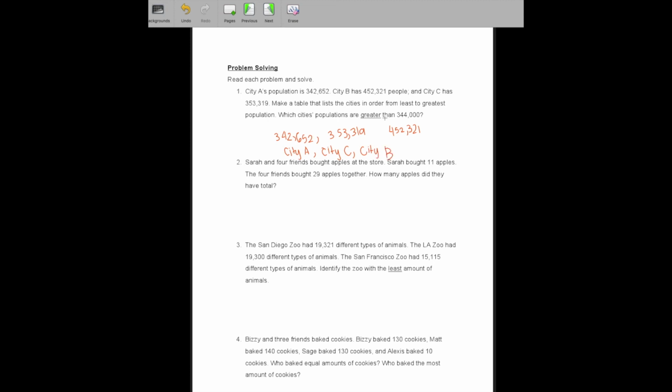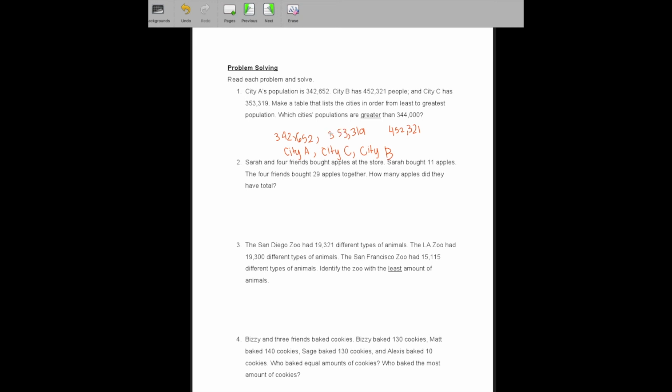Which city's population are greater than 344,000? Let's go one by one. So this is 342,000, and this is 344. So which one's bigger, 344 or 342? 344 is greater.